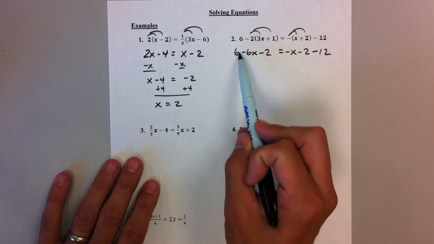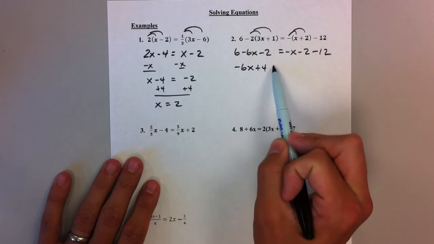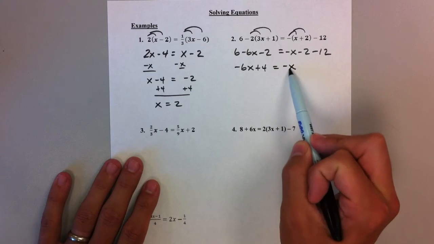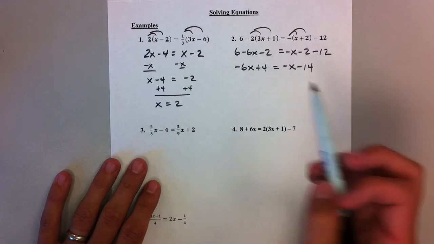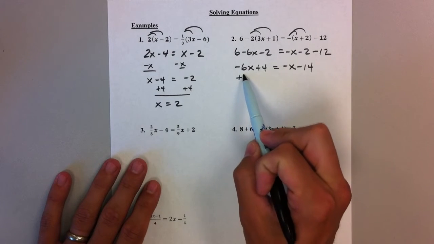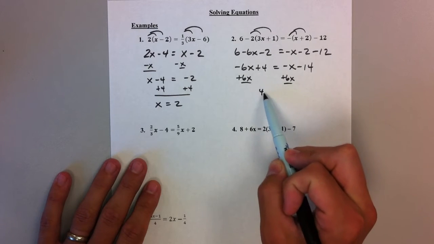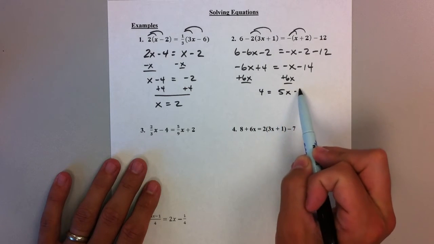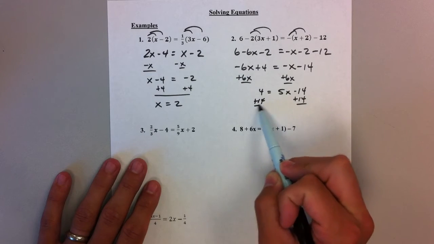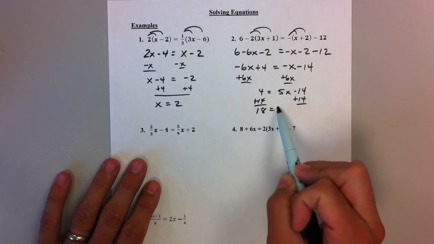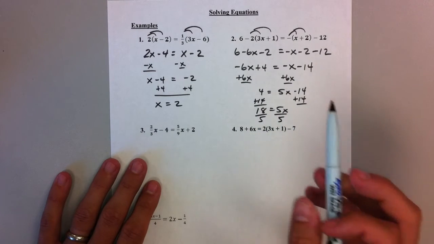Let's clean up both sides, so I'm going to combine like terms here. I get negative 6x plus 4. Over here I get negative x minus 14. And then again, I'm going to start moving variables to one side, constants to the other. So I'm going to add 6x to the right, and then I'll add 14. And lastly, I will divide by 5.